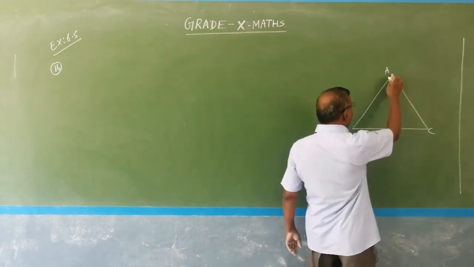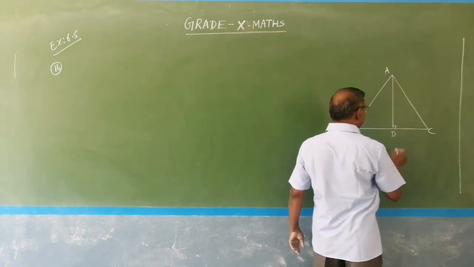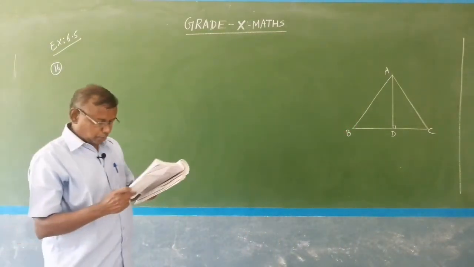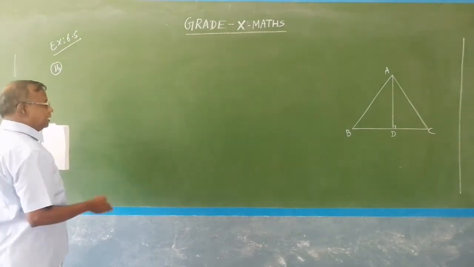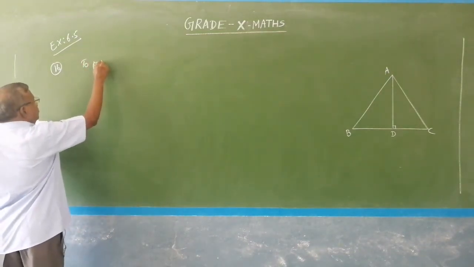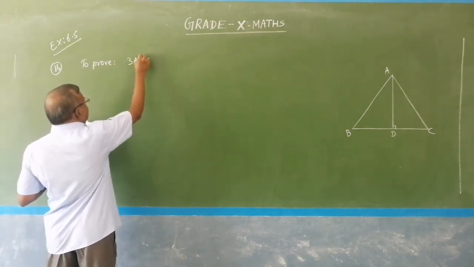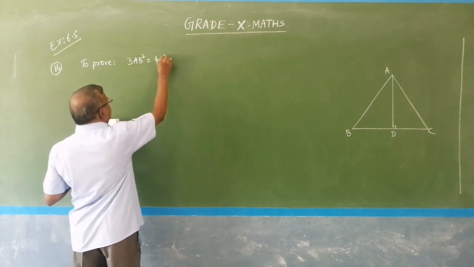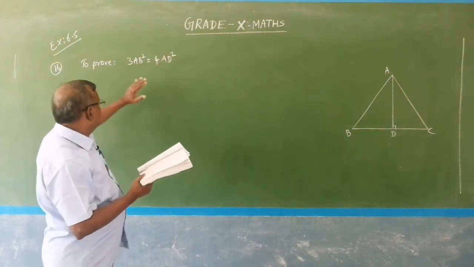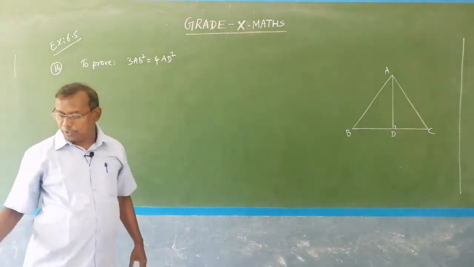Let us draw an altitude from A to the side BC. Let it be D. To prove 3 times the square of one side, let me take AB as the side. So to prove 3 AB square equals 4 into altitude square, AD square. Here one of the altitudes is AD.